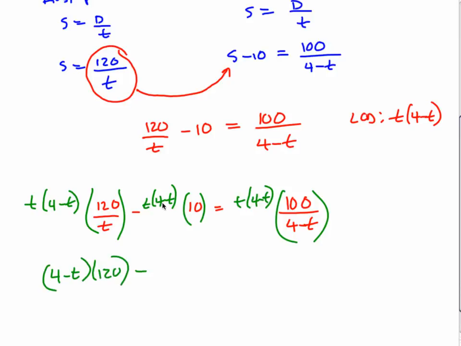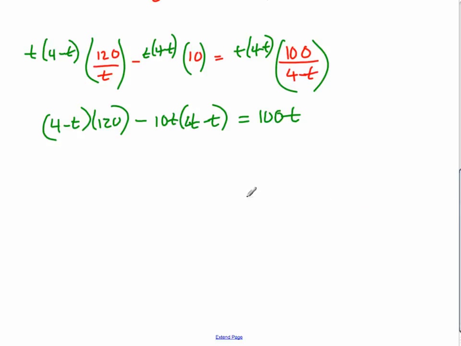Then this one, I have to worry about that minus there, so why don't I multiply the 10 by the t first? So I'll have minus 10t, and then I'm going to multiply that by 4 minus t. Equals 4 minus t, factor of 1. So I just have 100 times t. Solving equations with fractions, fun stuff. Okay, now I don't have any fractions. I have to do some multiplying here.